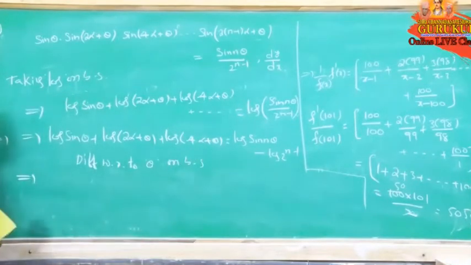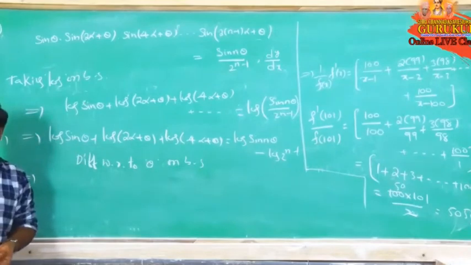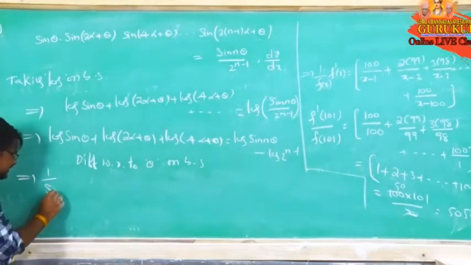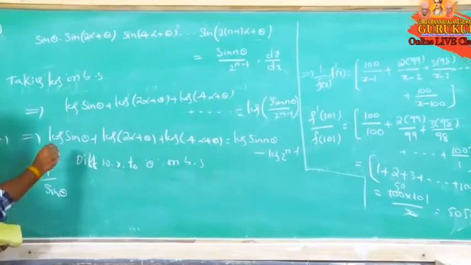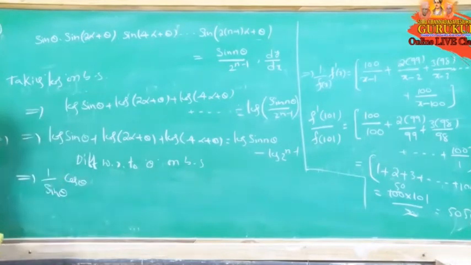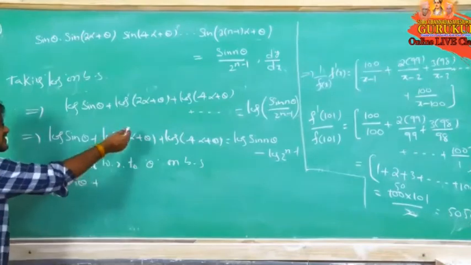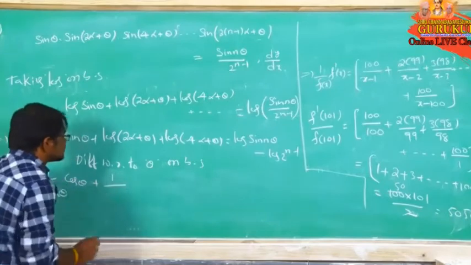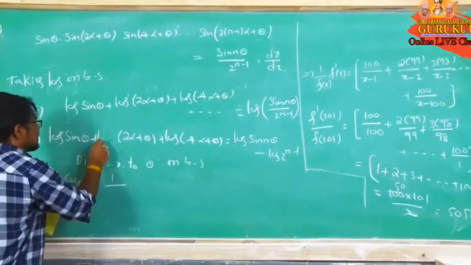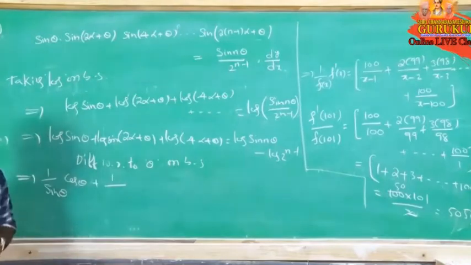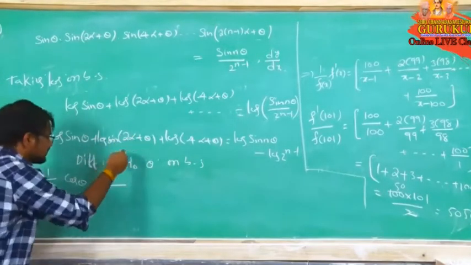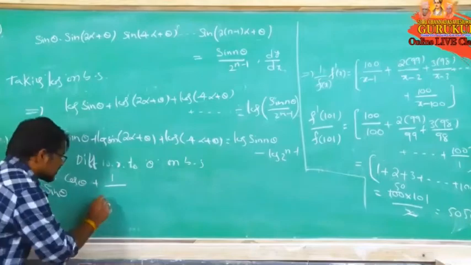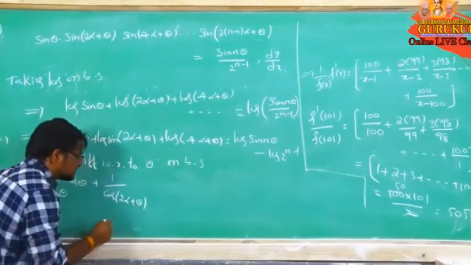That implies differentiation of log sin theta, 1 by sin theta. Differentiation of sin theta is what? Cos theta. Now that is equal to, that is plus. Next what you did? Differentiation of this one. 1 by, so here sin I didn't write, log of sin. So what we had to write? 1 by sin, cos of 2 alpha plus theta.